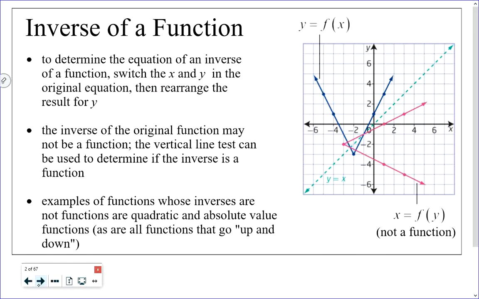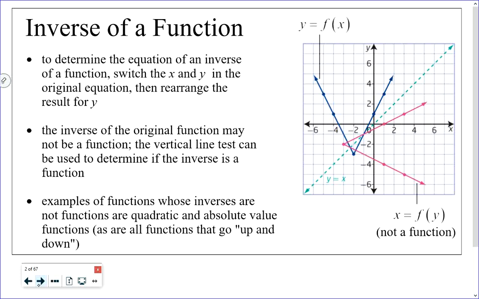To determine the equation of an inverse, you swap x and y in the equation and rearrange for y. Now, the inverse of a function may not be a function. I've got an example here of an original function in blue, which is not a parabola. And remember, we had this discussion yesterday that a parabola has a left and a right side, so the inverse will have a top and a bottom.